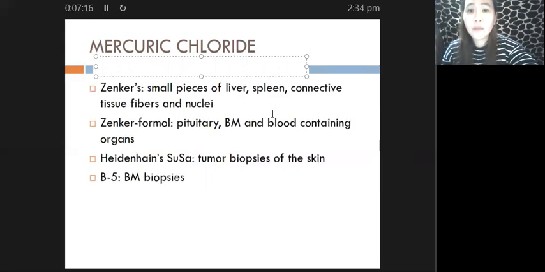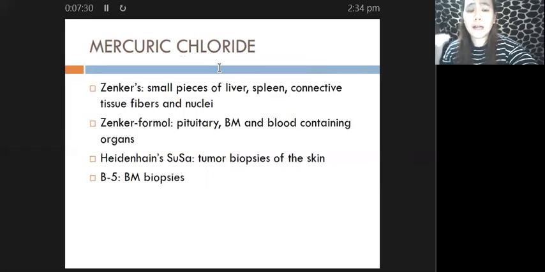That's why one of the applications of your mercury chloride fixatives is that they are utilized for tissue photography. Okay, so apart from that, your mercury chloride based fixatives are commonly used for the fixation of renal biopsies.